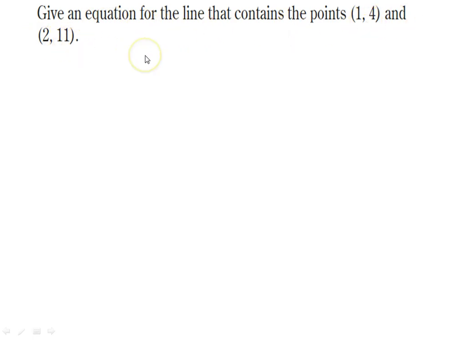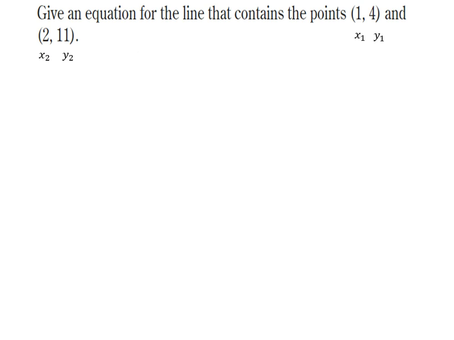The first thing that I need to do if I want to write an equation for a line is find the slope. And we have 2 points, and given 2 points, we can find the slope. And we first label the points as x1 and y1, x2 and y2. So we have our first set of points here, our second set of points here. x1 is 1, y1 is 4, x2 is 2, y2 is 11. And now we can find the slope.